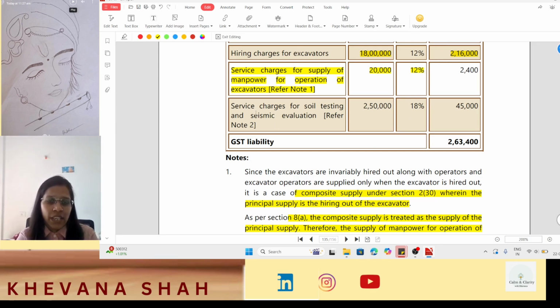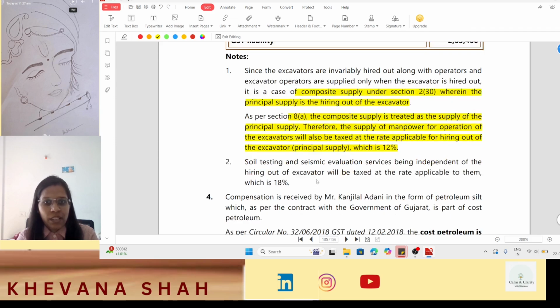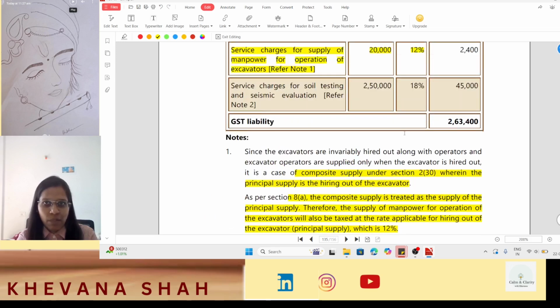Then the third thing we have is service charges for soil testing and seismic evaluation. Now the rate given for this is your 18%. Okay, they have given 18%, and this service is independent of hiring of excavator. So I will be charging it at the applicable rate of 18%. The value is 2,50,000. Applicable rate is 18%, and it works out to be 45,000.